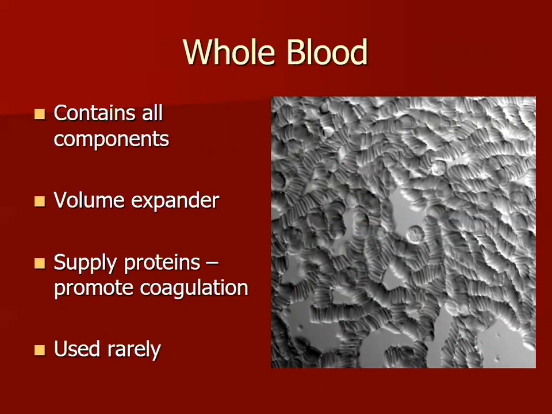All right, now whole blood. So we're going to work down some of that list. Whole blood contains all components, meaning it's got red blood cells, white blood cells, platelets, and plasma, which includes plasma proteins, antibodies, water, and electrolytes. It's a volume expander, and that's usually good for someone who's in shock or has trauma. It's typically used for volume expansion when someone's lost 25% or more of their blood. It has spike proteins which promote coagulation, and it's actually rarely used at this point.